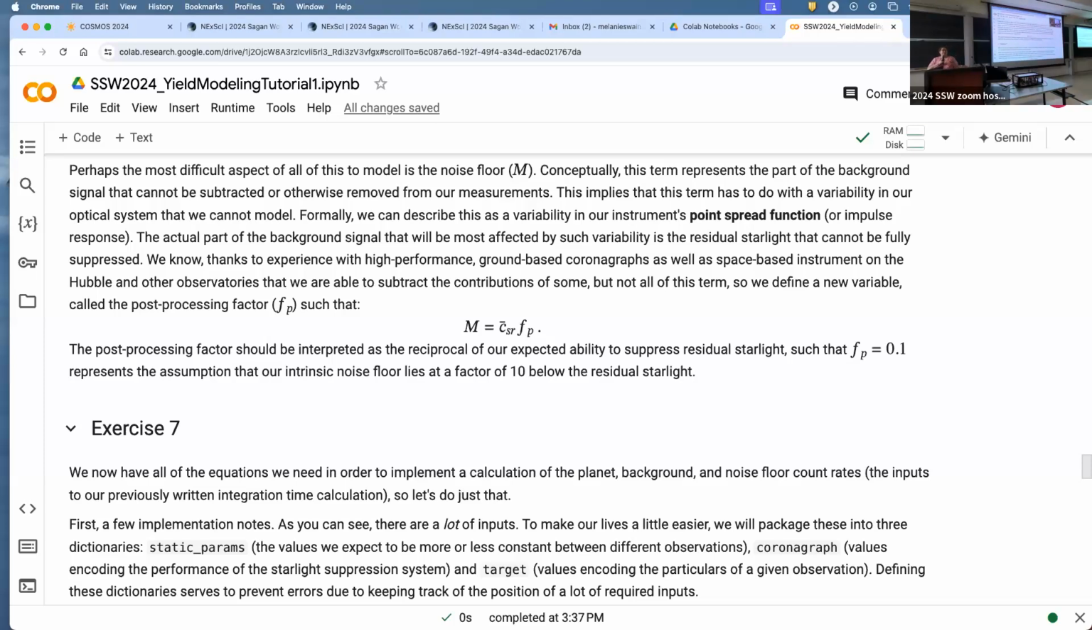So it might be 0.3, saying that my PSF fitting and subtraction is going to improve things by a factor of 3. Or you might say, I'm going to improve it by a factor of 10, in which case your FP would be 0.1.